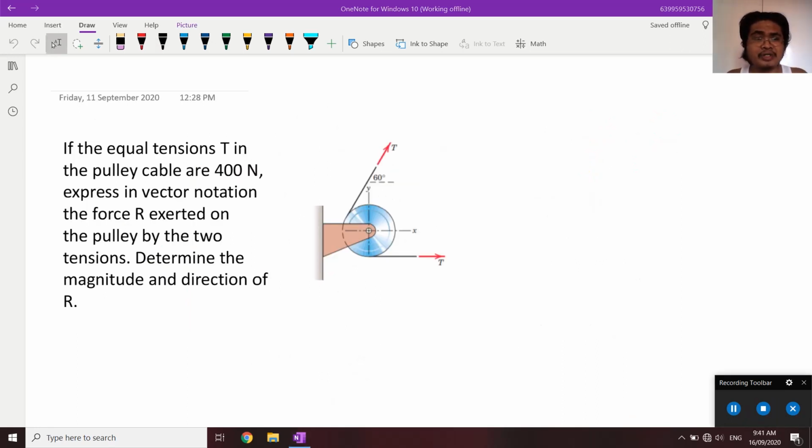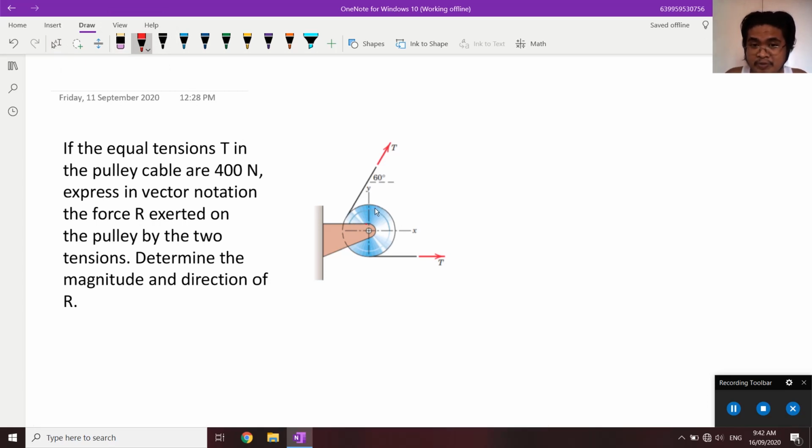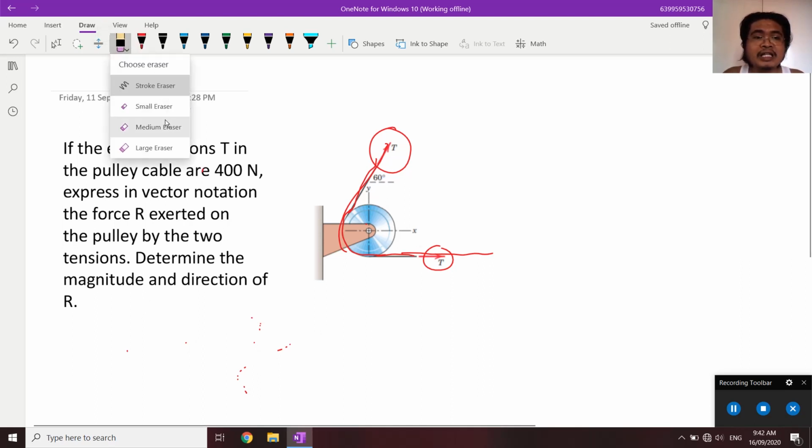Okay, for our next example, if the equal tensions T in the pulley cable are 400 newtons, express in vector notation the force R exerted on the pulley by the two tensions. Determine the magnitude and the direction of R. Sabi dito, meron daw tayong pulley. Suppose frictionless kasi wala naman siyang nasabi. Tapos, may tali daw dito. If that is frictionless, yung tension sa tali na hinihigit niya dito is the same tension doon sa kabilang end ng tali, which is both 400 newtons.